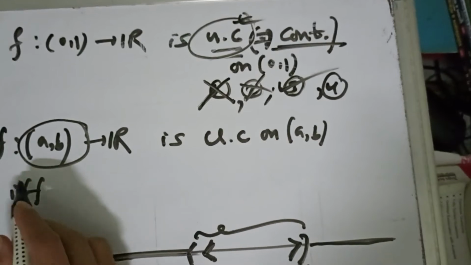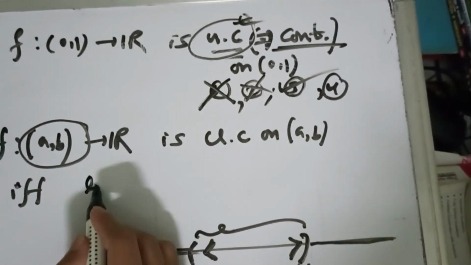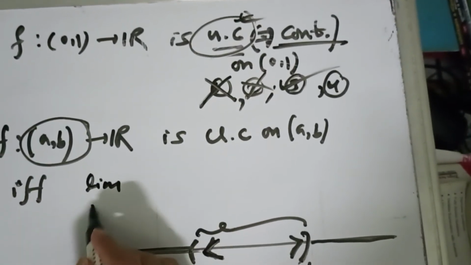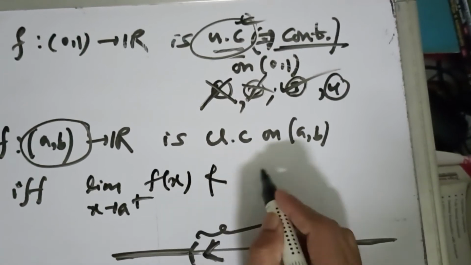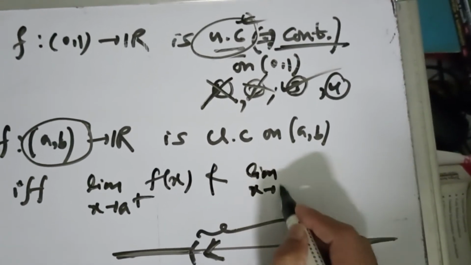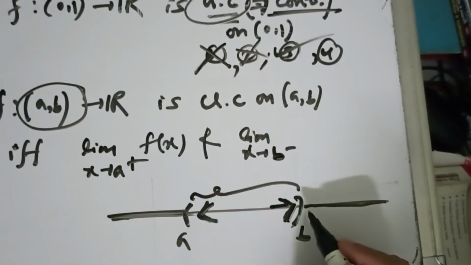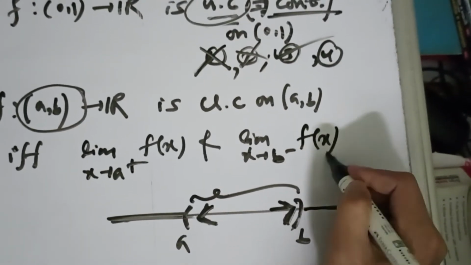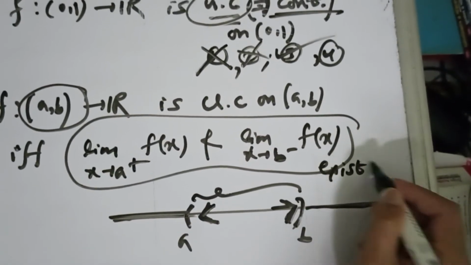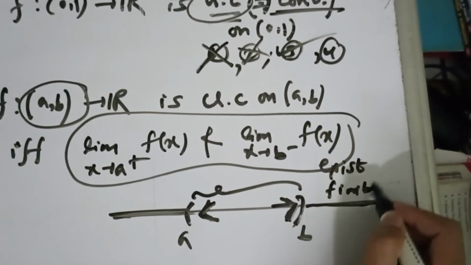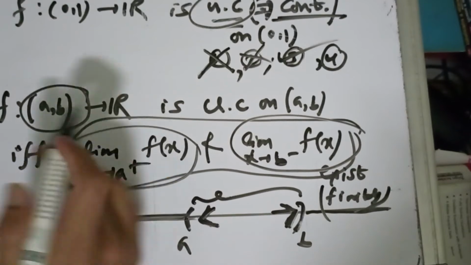So if a function f from (a,b) to R is uniformly continuous on (a,b), then the limit as x tends to a plus, the right limit of f(x), and the limit as x tends to b minus of f(x) both exist. You have to go toward b from the left. Both limits should exist finitely, meaning this limit should be finite and this limit should be finite. Then the function is uniformly continuous.